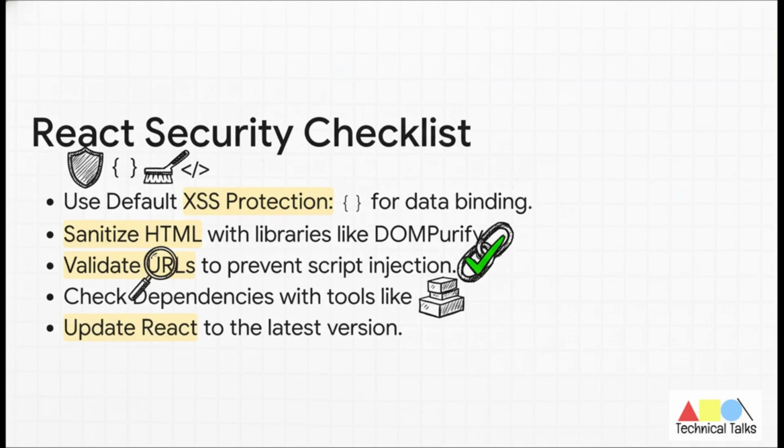First off, React's curly braces for rendering data, that's your first line of defense against XSS attacks. Use them. If you absolutely have to insert raw HTML with dangerouslySetInnerHTML, you sanitize it first with something like DOMPurify. No exceptions. Always validate URLs, regularly scan your dependencies for known vulnerabilities, and for goodness sake, keep your React version up to date.